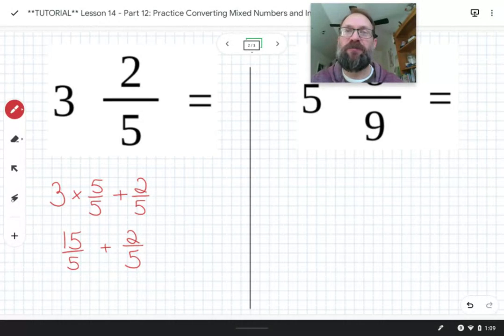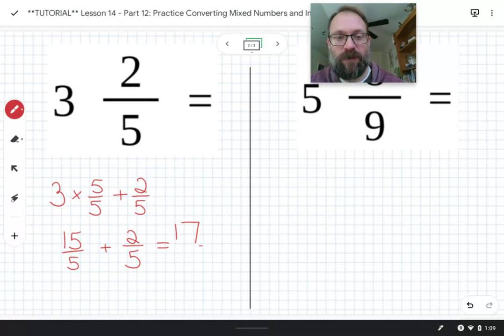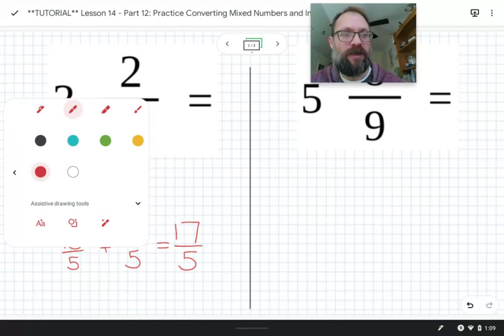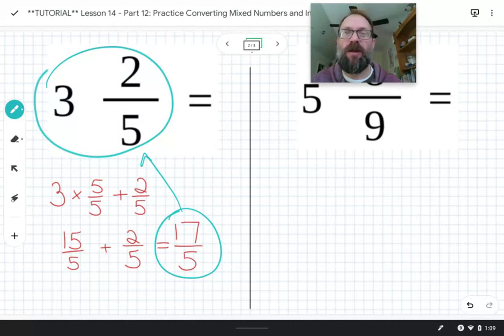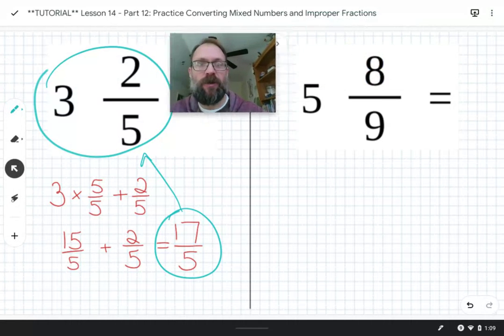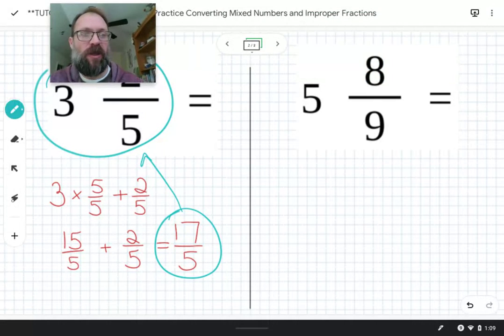And 15 plus 2 is 17. So our final answer is 17/5. It's equal to 3 2/5. All right, let's try another one here. I'm going to move myself over here. In our next problem, we see 5 8/9.